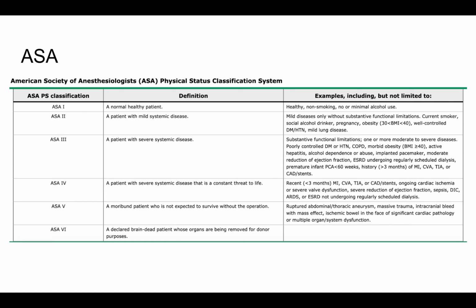So like I said, most of our patients are ASA class 2, class 3. ASA class 1 is your really nice healthy patient without any issues. And then 4 being someone who has some very serious medical problems, and 5 is someone who needs surgery or is going to die.